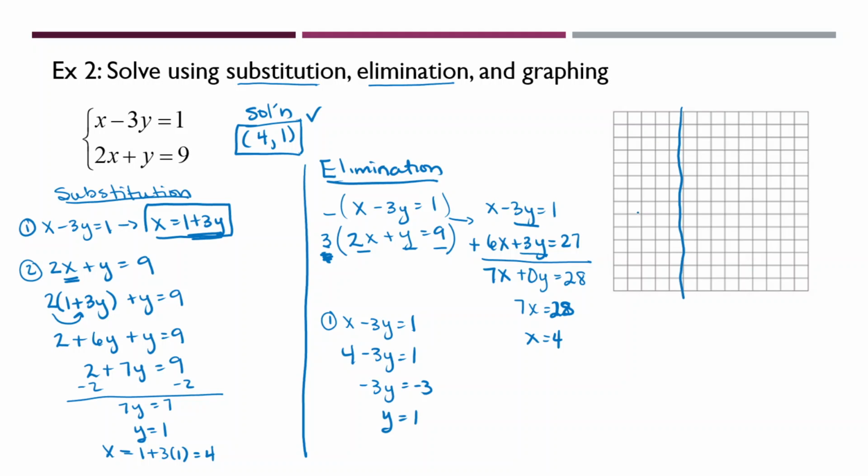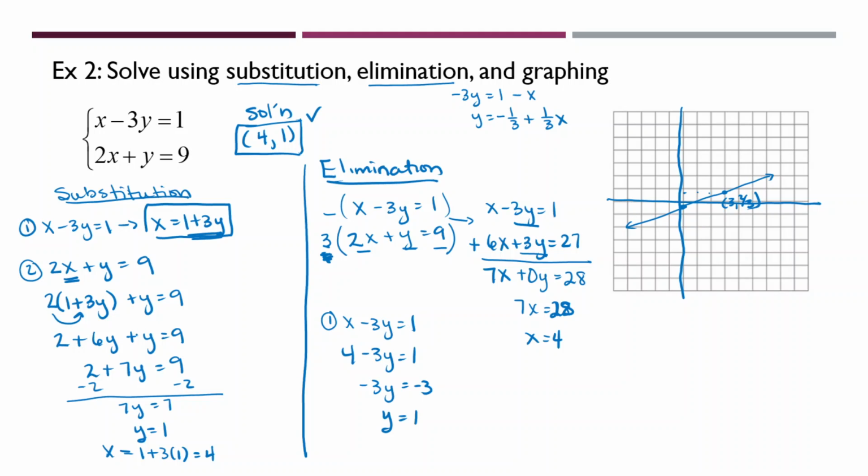So if we, oh my goodness, that's not a very straight line. But the first equation becomes negative 3y equals 1 minus x. So y is negative 1/3 plus 1/3 x. So negative 1/3 is about here. Then I'm going to go up 1 and over 3, and connect those dots. Okay, so that makes this point right here at 3 2/3.